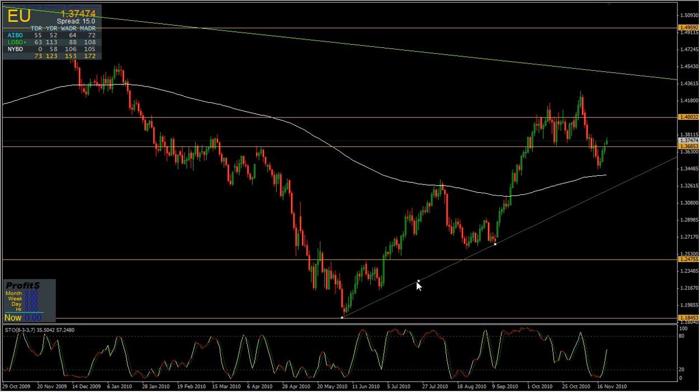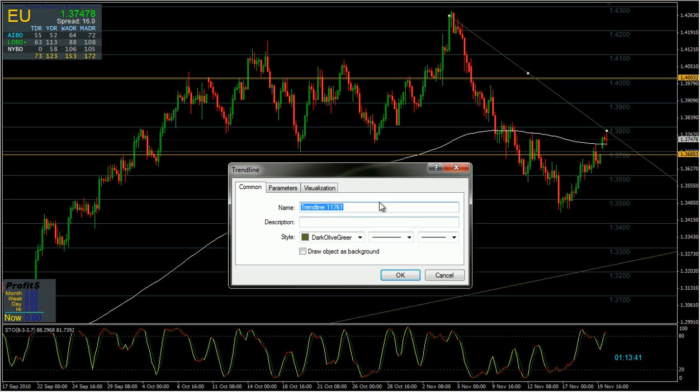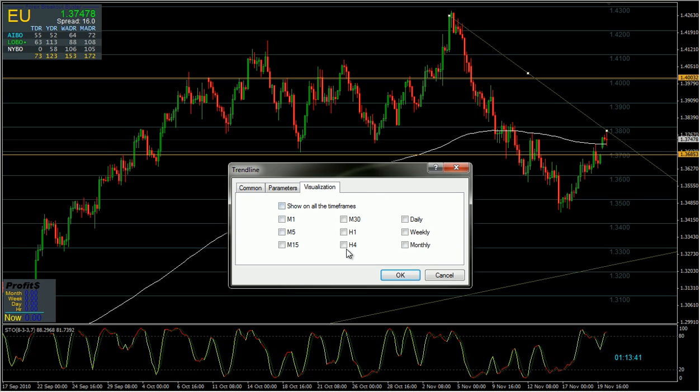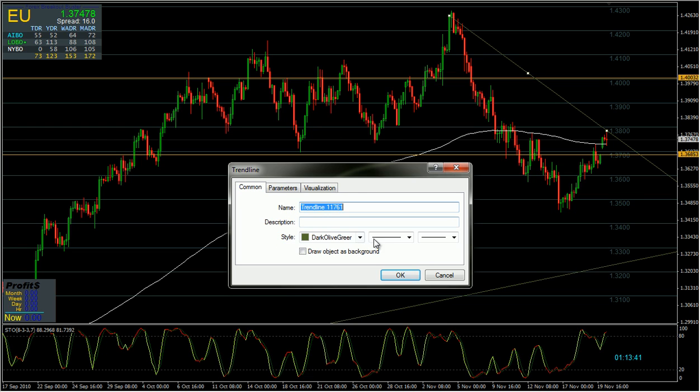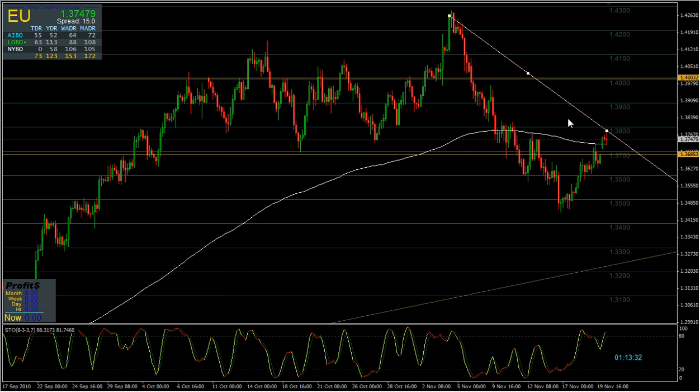Now every now and then, if I see on the 4-hour time frame a very good trend line area, I'll go ahead and draw one. I don't really see one now on the 4-hour, but if I did, I would draw an even different color trend line, and I would make sure that it's only visible on the 4-hour time frame so that it doesn't confuse me on the higher time frames. I would do it like this and maybe make it a different color so that it doesn't get in the way of the others.